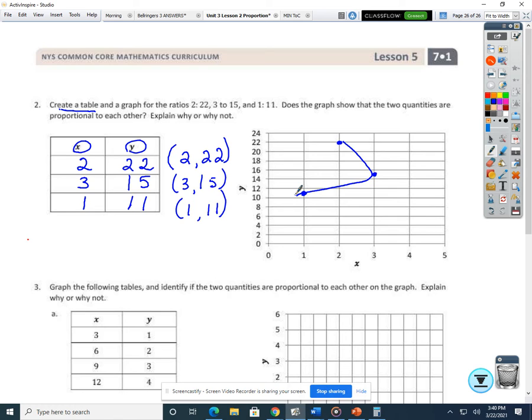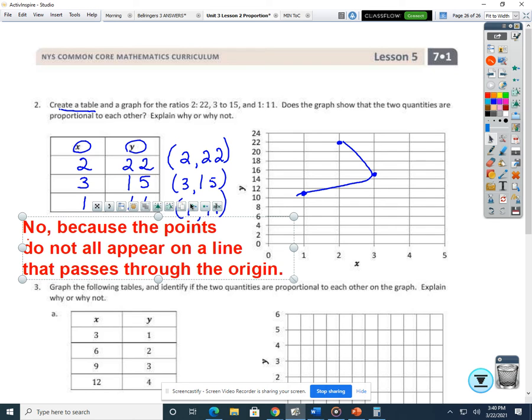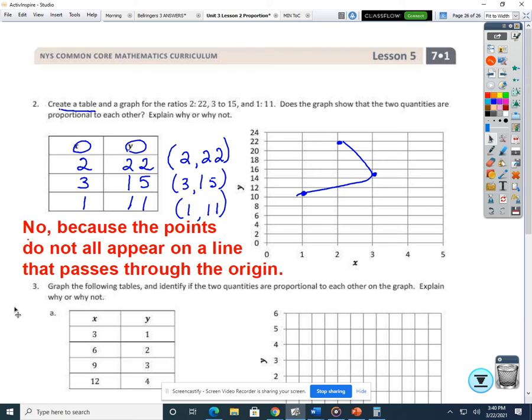And so we have to stop and think, are these going to be proportional quantities? Do they fall in our characteristics that we know we have to have? All points on a straight line, and that line going through the origin. So in this case, we can easily see that neither of those qualifications are met. So our answer here is going to be no, because the points do not all appear on a line that passes through the origin.